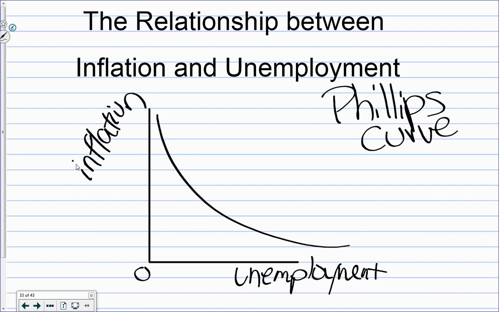Okay, that part. So sometimes it's drawn like this. Sometimes it's drawn like this, past the axes. How did that happen? Wow, that's crazy.